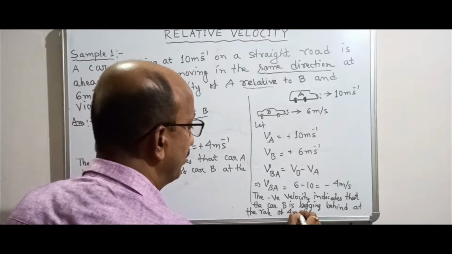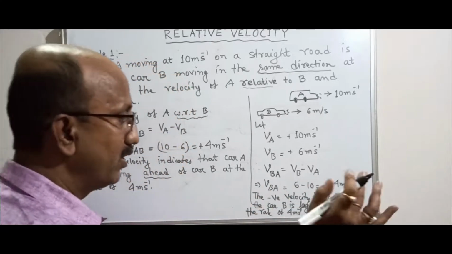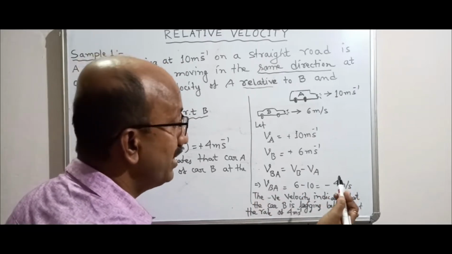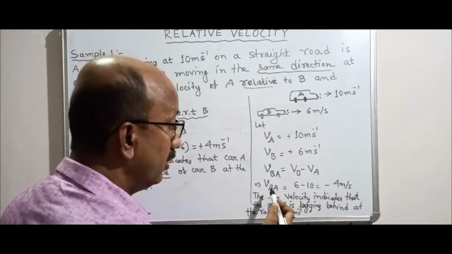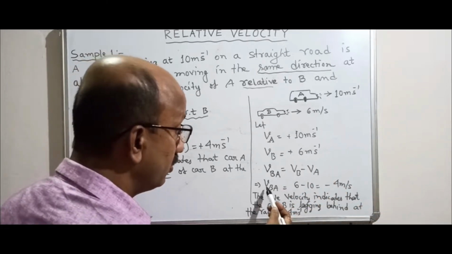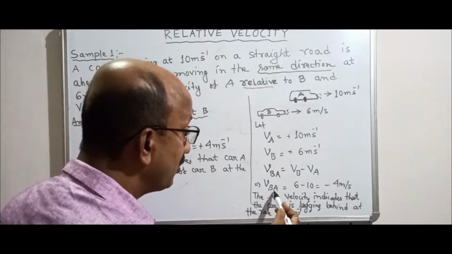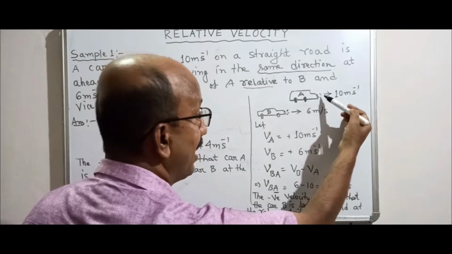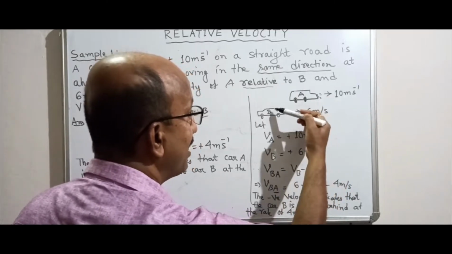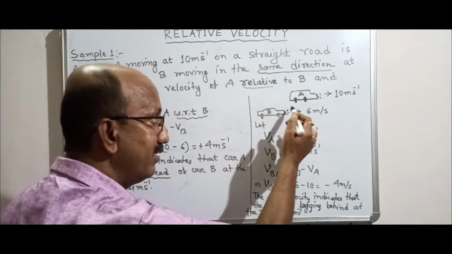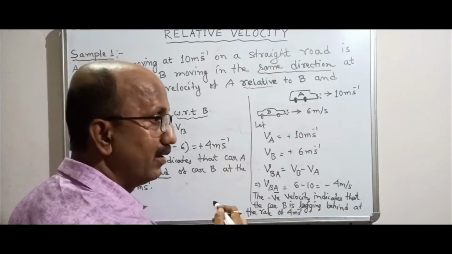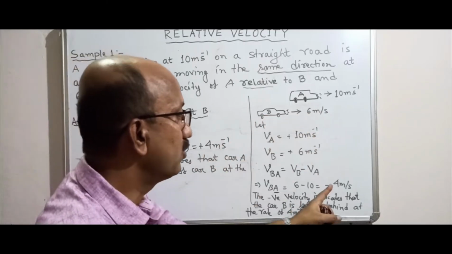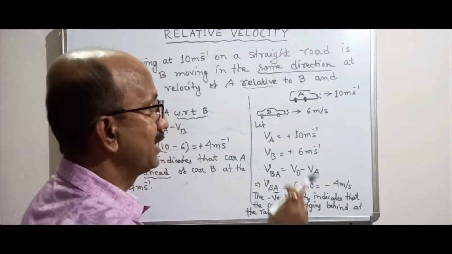4 meter per second. So once again you see, we have written VBA, means velocity of B with respect to A. We got the answer as minus 4 meter per second. So whose expression we are going to write? We are going to write down the feeling of car A, because velocity of B with respect to A. So what does car A feel? Car A will see that car B is lagging behind A. It's correct. B is following A. So B is lagging A, but B is moving with a velocity of how much? Only 4 meter per second.